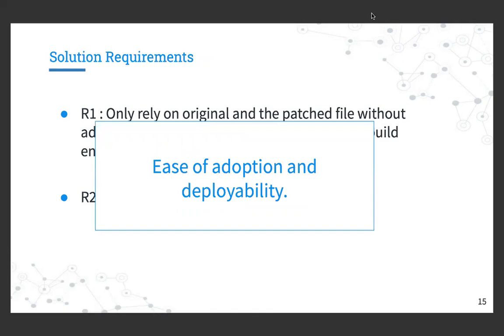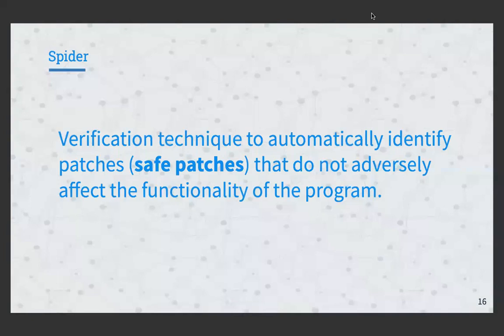We want our technique to be easily adoptable and deployable by the vendors without much change to their build environment. Spider is such a technique that satisfies both the requirements and it identifies safe patches. Specifically, Spider is a verification technique that automatically identifies patches that do not adversely affect the functionality of the program. And we call such patches safe patches.